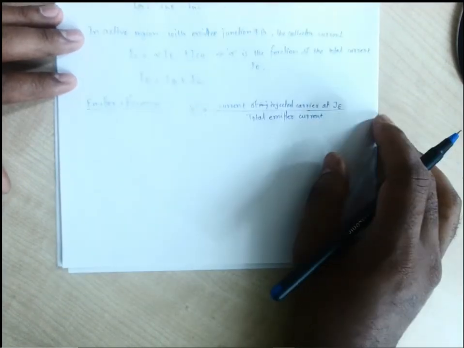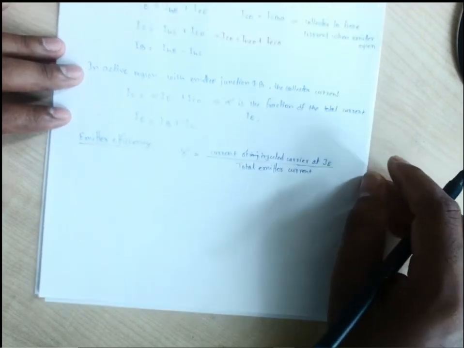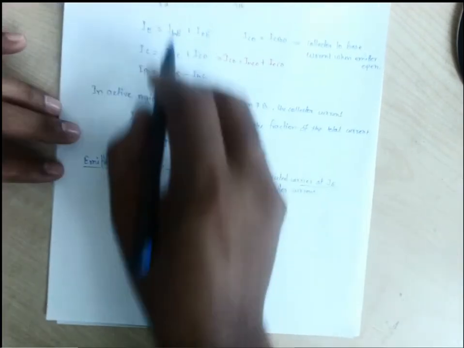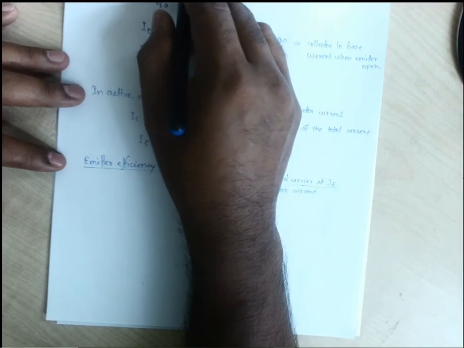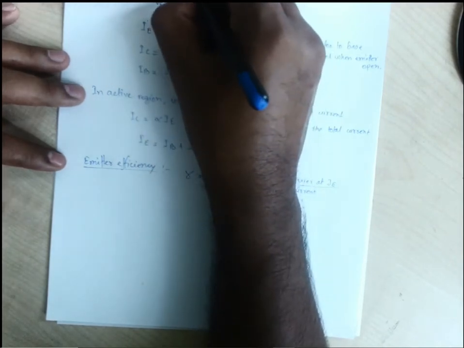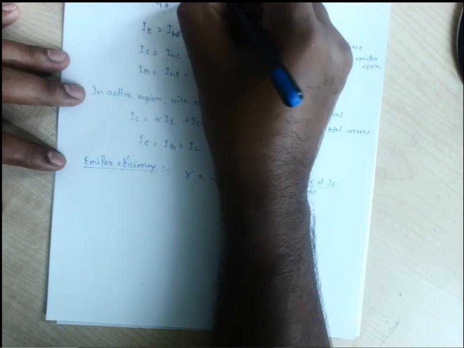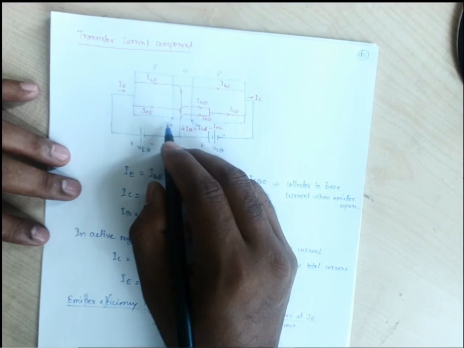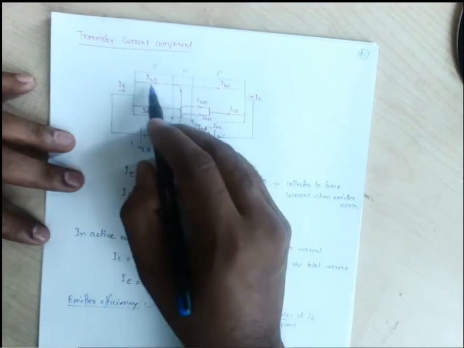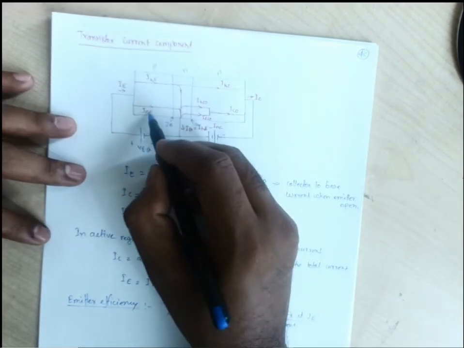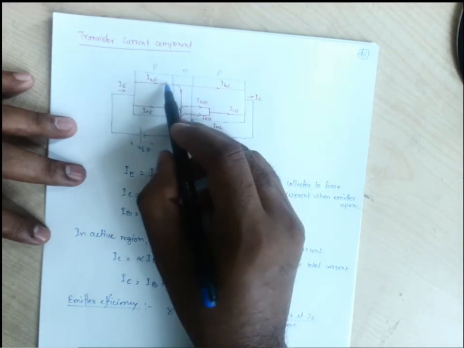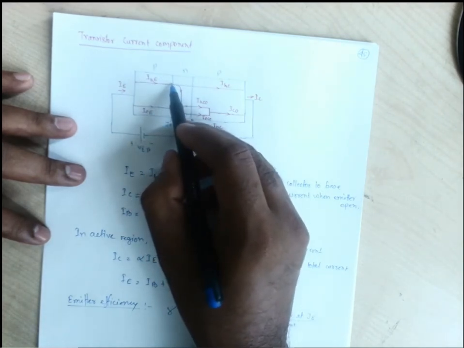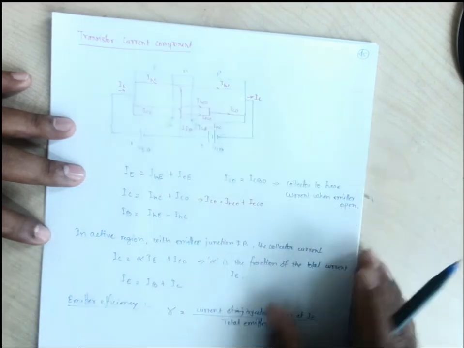So what does it mean? The total injected carrier current at this junction is IHE, which has been injected at this JE junction. This is the JC junction and this is the JE junction. In the emitter region, the total current is IHE plus IEE, but out of this only IHE is injected across the emitter junction, which forms the total current of IHC.